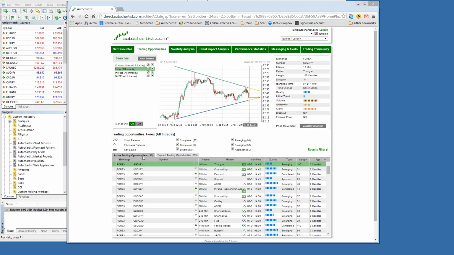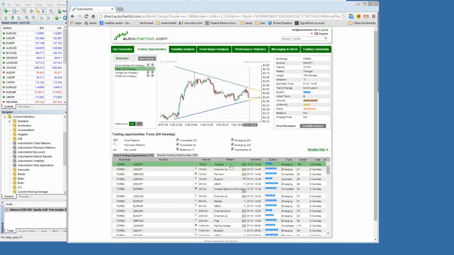on the Autochartist platform. So you can see that there's three different types of icons, right? There's this one with the two lines and the squiggly bit in the middle. That's a chart pattern. Then you've got what we call a Fibonacci extension. That represents Fibonacci patterns, and you have the key levels, which is just two lines. Key levels are really horizontal support and resistance levels. And as you can see, you can tell that these icons match the icons of the pattern type in the active trading opportunity section.